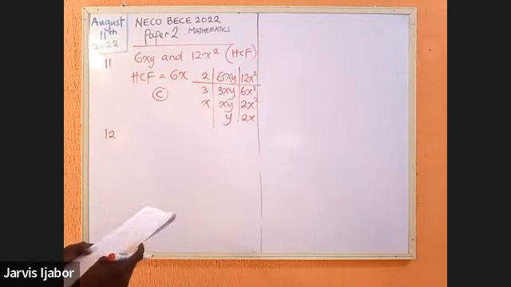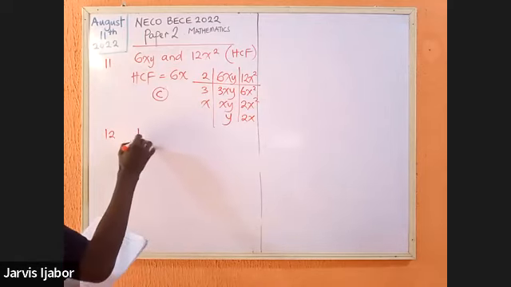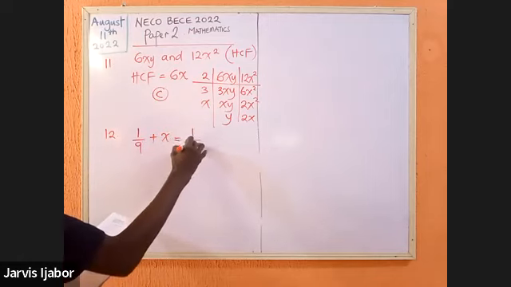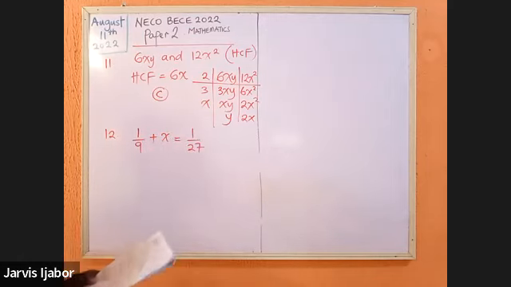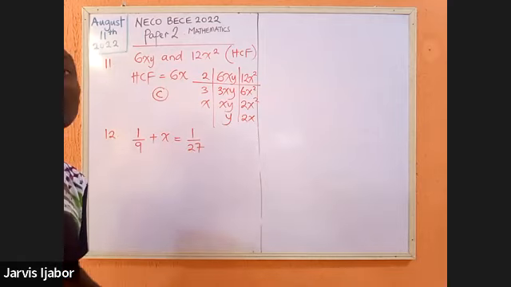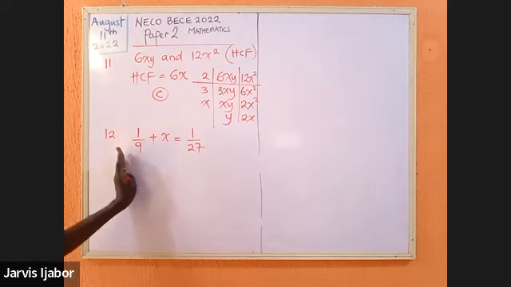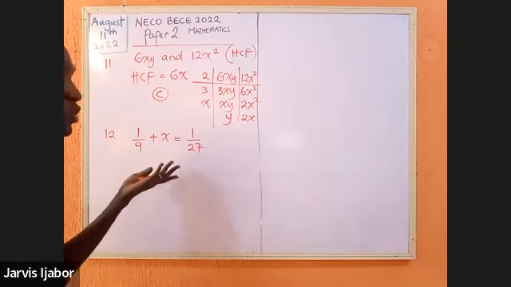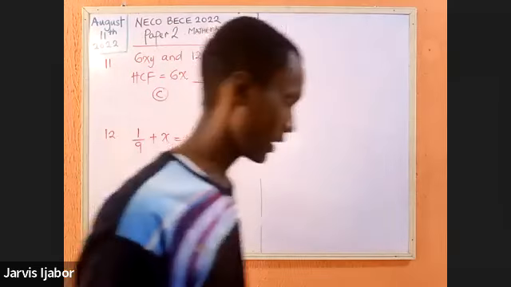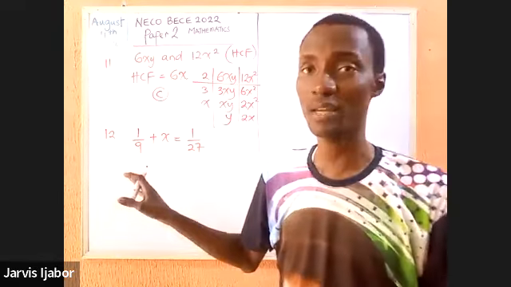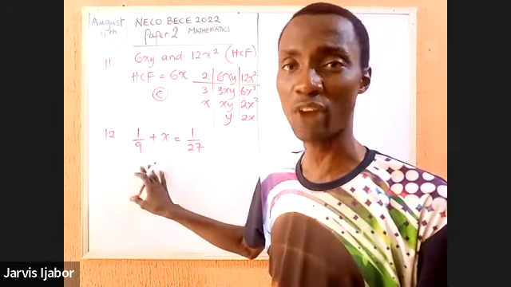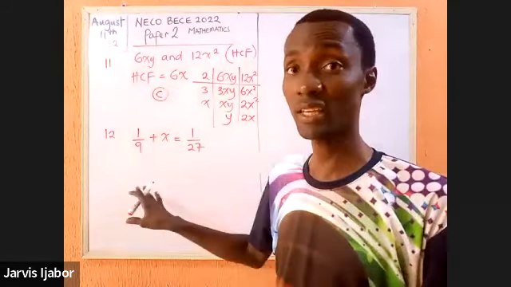In question 12, we are told 1/9 plus x equals 1 over 27. I was told to solve for x. Now, there are different ways you can solve this problem. The last group of students I taught this concept, I tried to teach them from the knowledge of algebraic fractions. But I'm going to use a different technique here.